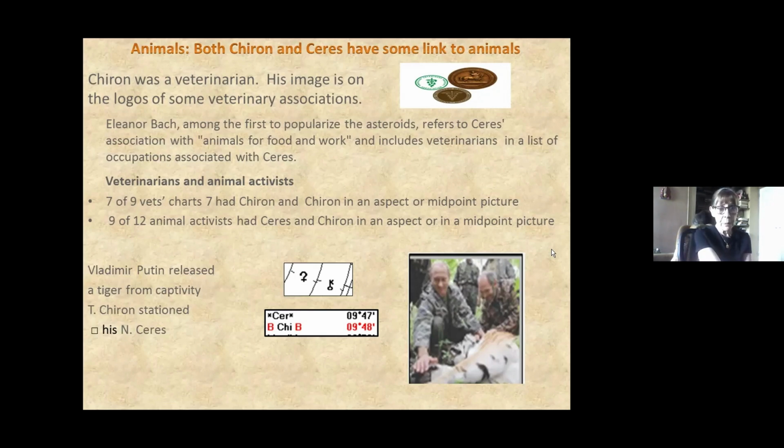So Vladimir Putin has no natal Ceres Chiron, but when transiting Chiron stationed, squaring his natal Ceres, he released a tiger from captivity. He set a tiger free. And that is a nice manifestation of Ceres Chiron and helping animals.